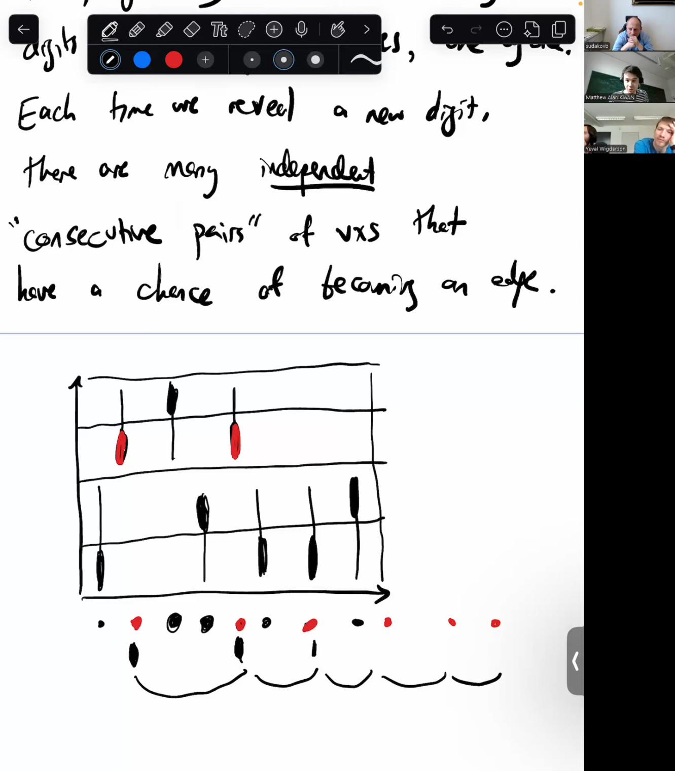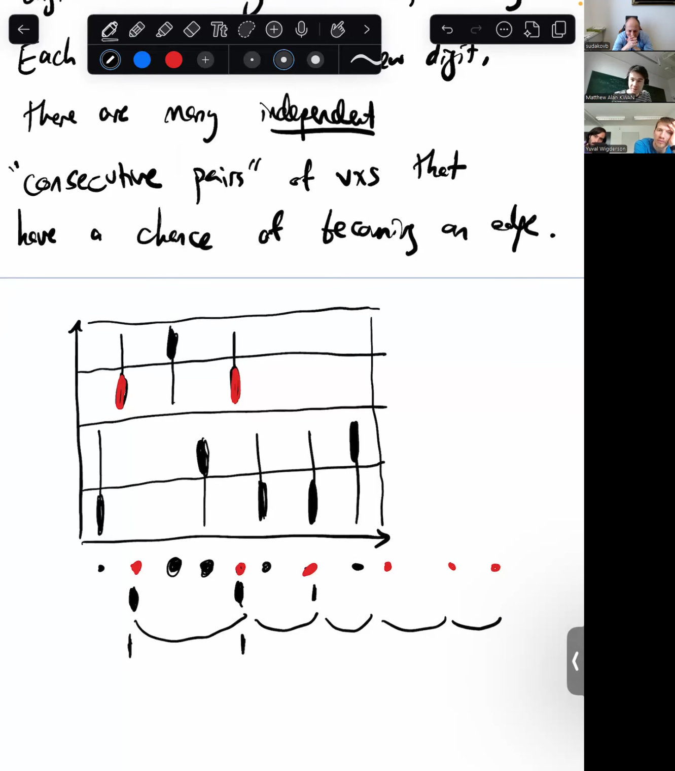Now, maybe you don't succeed, maybe they don't form an edge, but then at the next stage, you can reevaluate what your consecutive pairs are and do the same thing again. So in this picture, once we've revealed the first digit, we saw that this vertex and this vertex were still a consecutive pair because they still had a chance of forming an edge. They had the same first binary digit. But now this consecutive pair is no longer a consecutive pair, because we already know that this vertex and this vertex have a different first binary digit.